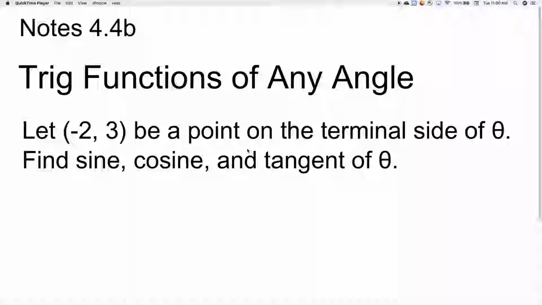Now I'm actually going to start with an example here. Let negative 2, 3 be a point on the terminal side of theta. Find your sine, cosine, and tangent of theta.